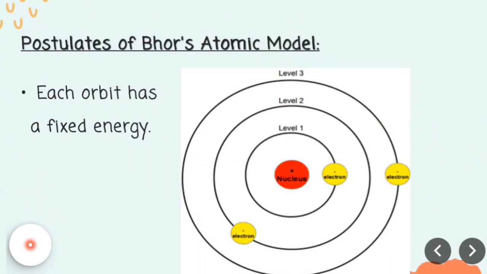The next one is that each orbit has a fixed energy, meaning each of these levels, level 1, level 2, which we can call energy levels, orbits, shells, or whatever you want, all have their own fixed energy. And remember, so does the electron. An electron only exists in a quantized energy level. Quantized means fixed.